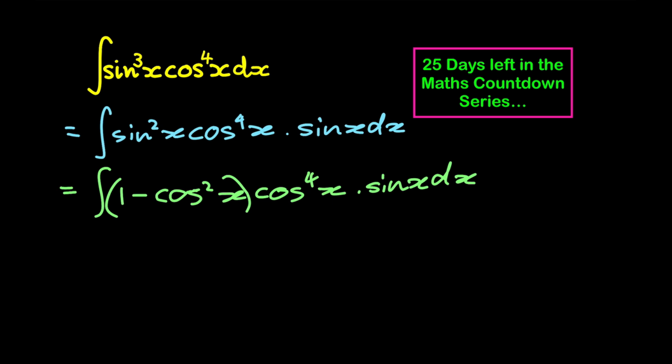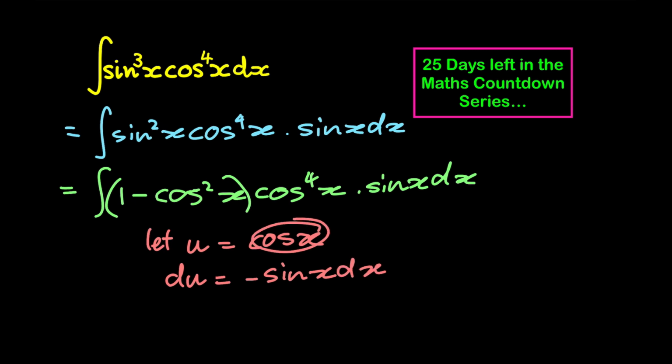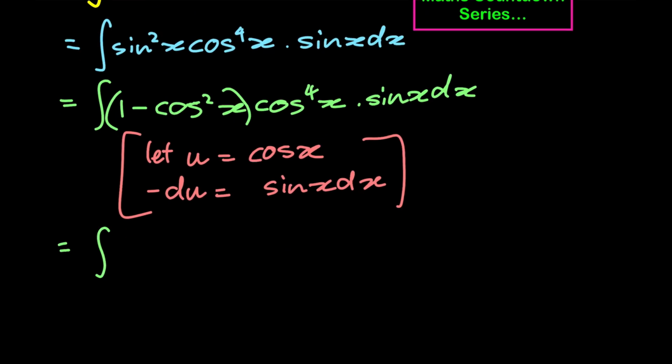Okay, so I said that it was useful to now have it in terms of cosines for the substitution. If I let u equal cosine of x, then the derivative of u in terms of x is going to be negative sine of x dx, because the derivative of cosine of x is negative sine of x. So I can take this negative across, and I have negative du is equal to sine of x dx.